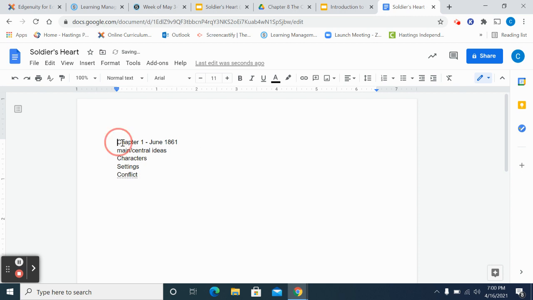What I would encourage you to do is to also bold the title of the chapter. If you want to make it bigger, you can. This is all up to you. But really, this is what you're focused on: the main or central ideas, the characters, settings, and conflict, if any, of the chapter. And focus on getting your summary into complete detailed sentences.